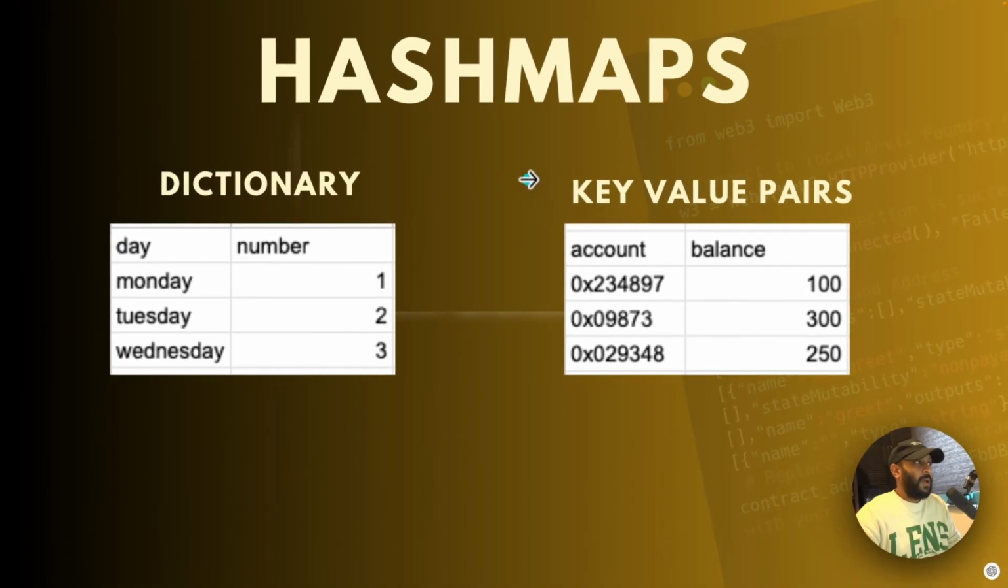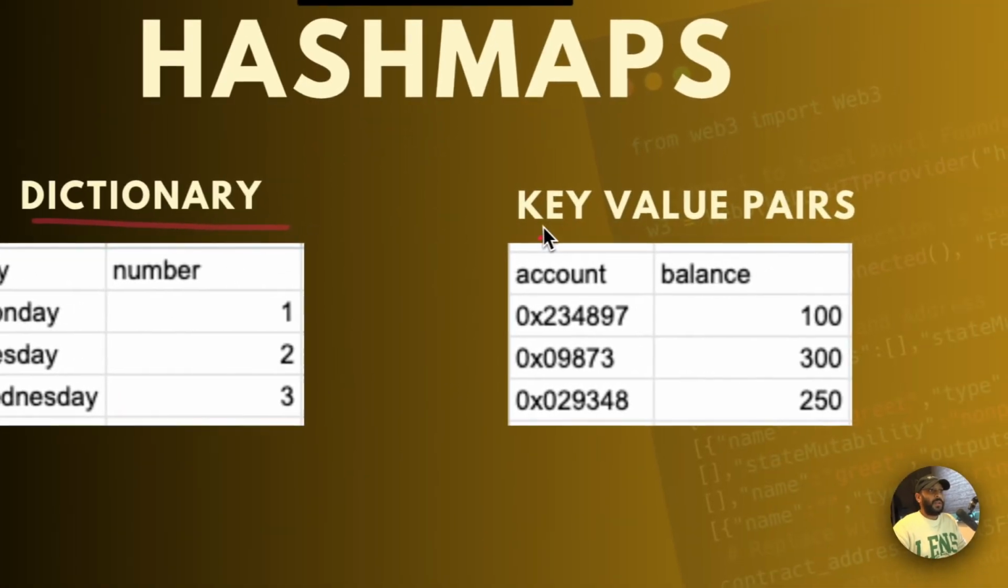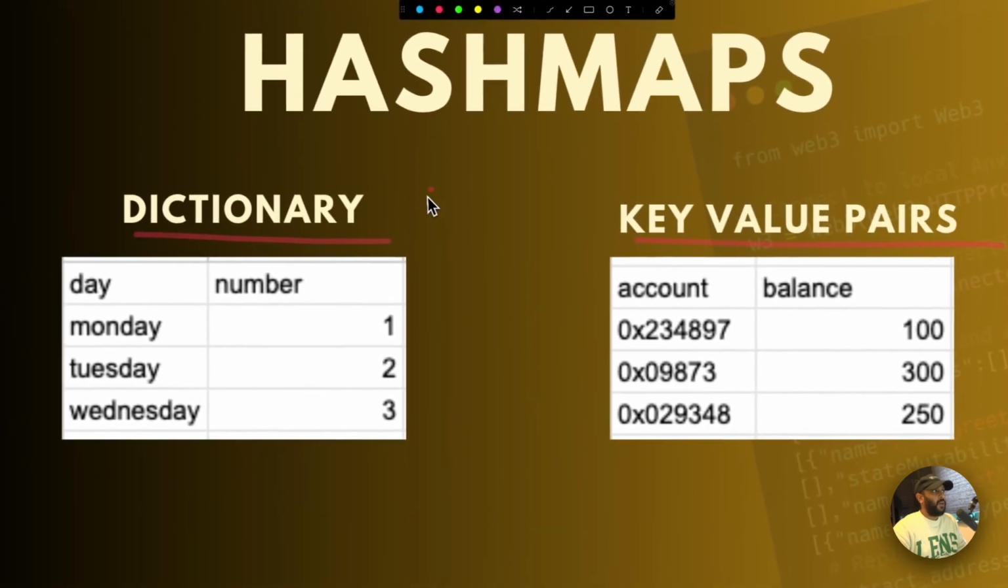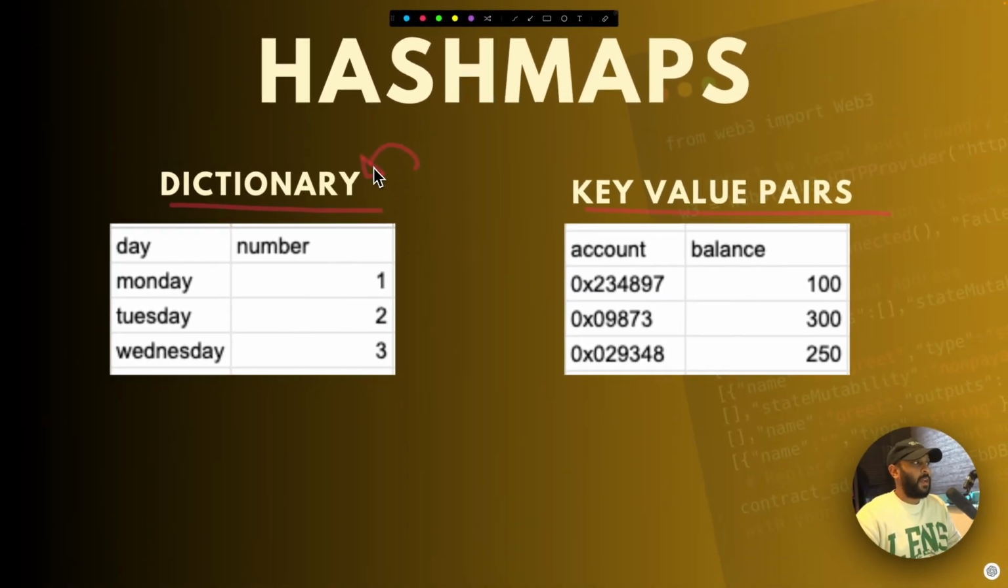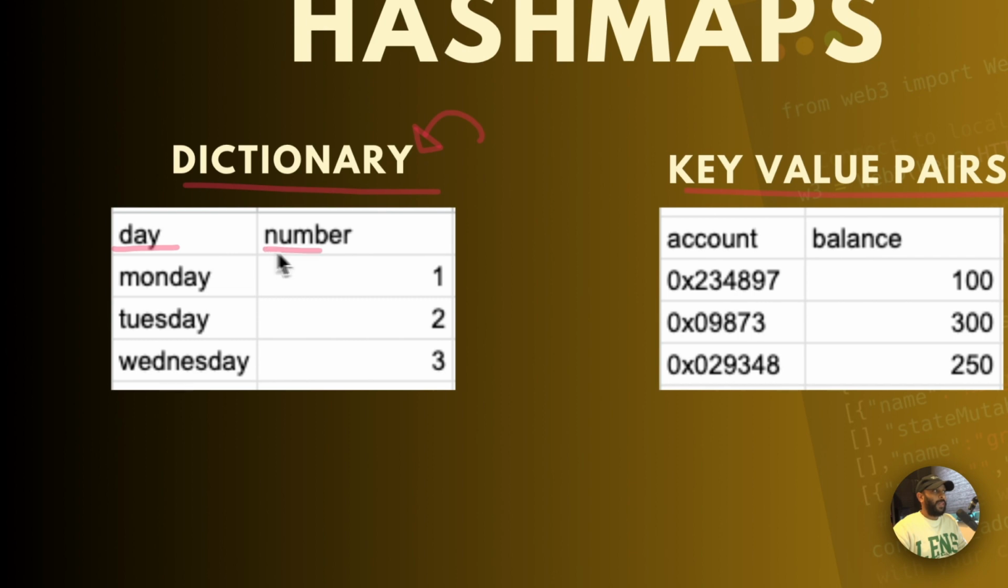So a hash map is often referred to also as a dictionary or key-value pairs. If you come from Python, you'll recognize that a hash map works similarly to a dictionary. A hash map is a data structure that allows you to store data, and the way it does it is you have a key, and with that key, an associated value. That key has a name. In this case, we've named our key day, and it has a value, and the value's name is number.